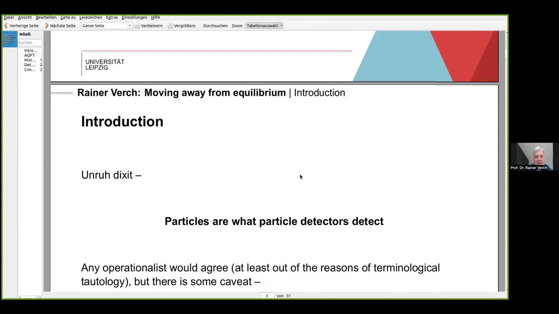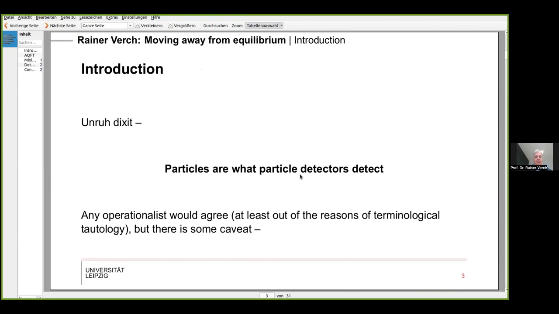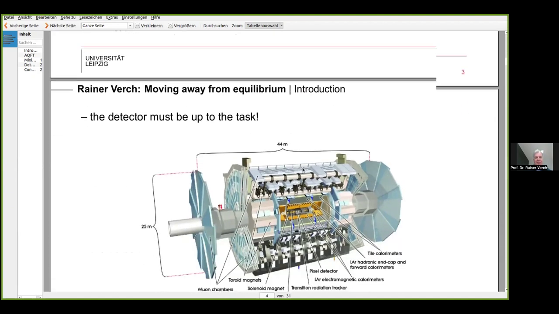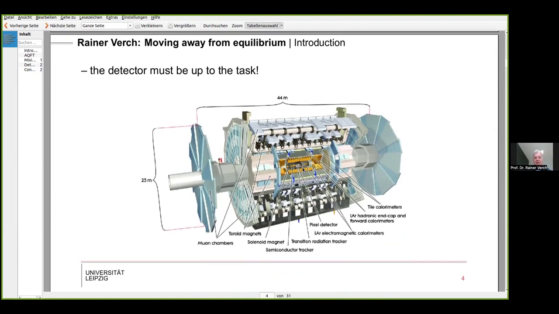Okay, so let's come to the introduction. And as I have said, it revolves in some sense around, or is motivated by, the Unruh effect and the question about the character of particles in the context of the Unruh effect. So Unruh has said, and he has also written, that particles are what particle detectors detect. Now, this is sort of a tautology. There is certainly some caveat, and the caveat is that the detector must be up to the task. Such detectors can be quite complicated. Here is an illustration of the ATLAS detector that is used at the LHC, and you see it's a very big and very complicated instrument.